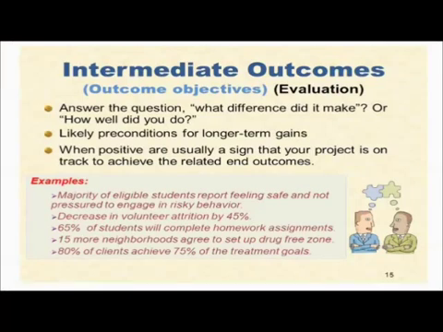The second type of result is called intermediate outcome. Sometimes we call it outcome objective. Intermediate outcome asks the question of how well you did, or what difference did you make, what change. Yeah, you have 500 people come to your program. Did anybody benefit from the program? You ask your kids, did you go to school this morning, today? Yes, I went to school.